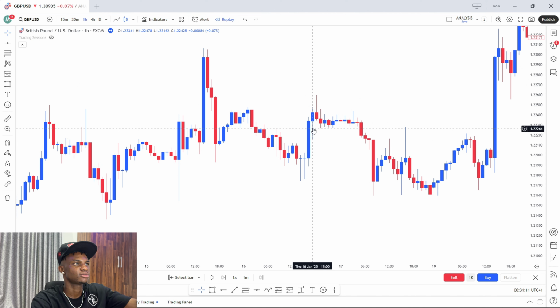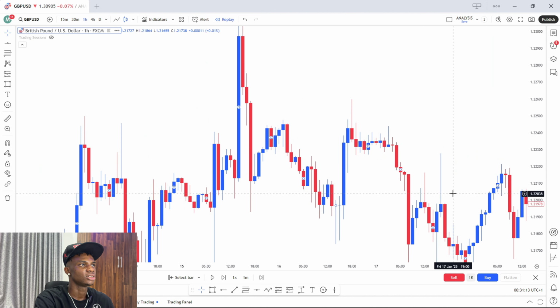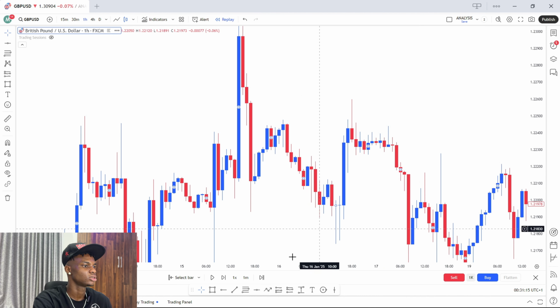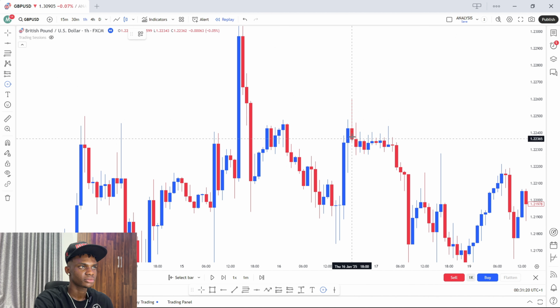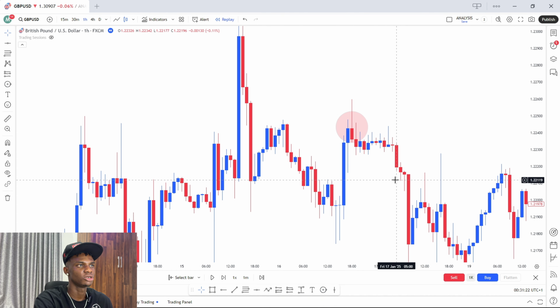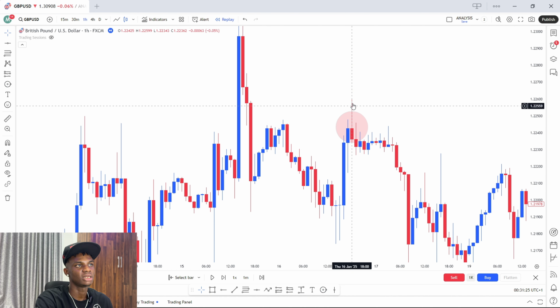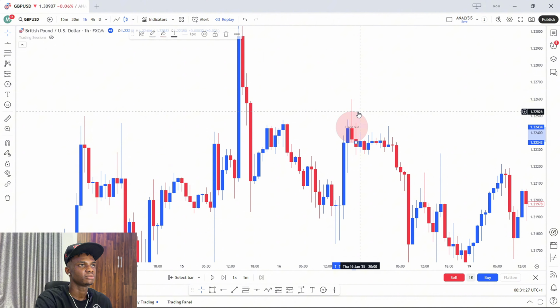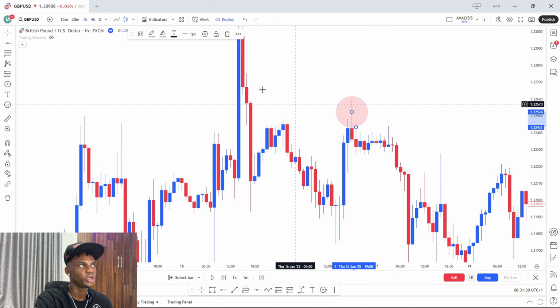This is a bearish pin bar pattern. This one is a bearish pin bar pattern. So if you can observe, you can see that in this formation, there was a bullish candle before it, then a very bearish pin bar that had a wick to the upside.